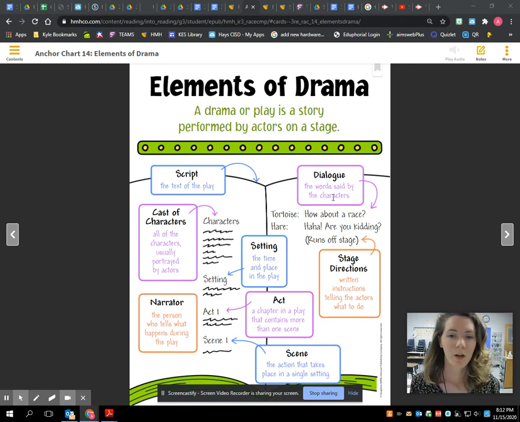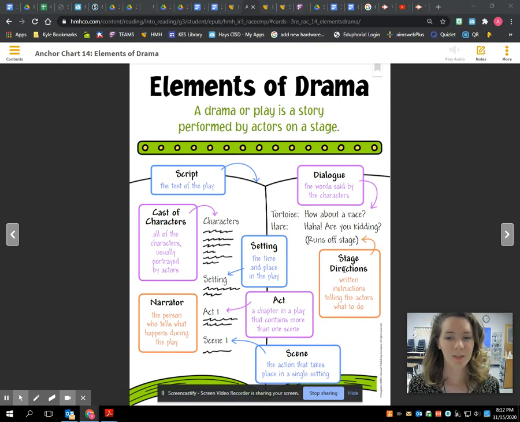Dialogue is the words said by our various characters. So you'll notice as we're reading, we're going to see characters' names and then the words that they should be saying next to their name. And those words that they say out loud are called the dialogue. We can look right here at a little example. It says tortoise. We've got that little colon, and we can tell tortoise says, "How about a race?" Okay, tortoise isn't going to say his name, but he's going to speak out loud and say, "How about a race?" And hare would respond by saying, "Ha ha, are you kidding?" And so that's our dialogue, what the characters are saying out loud while they're on stage.